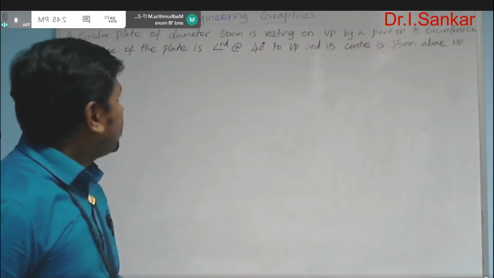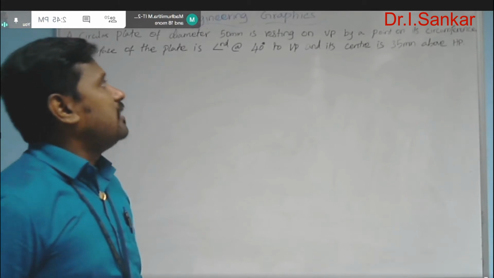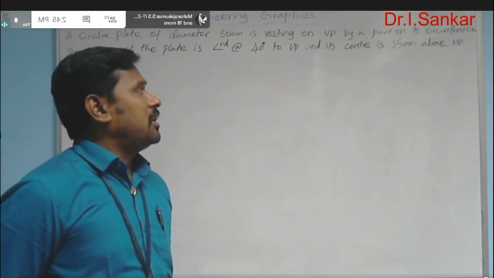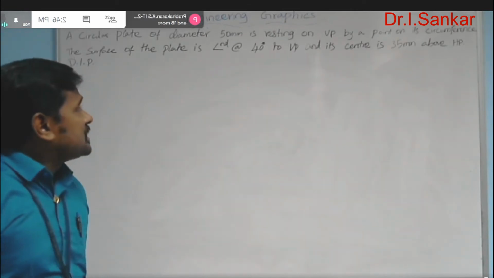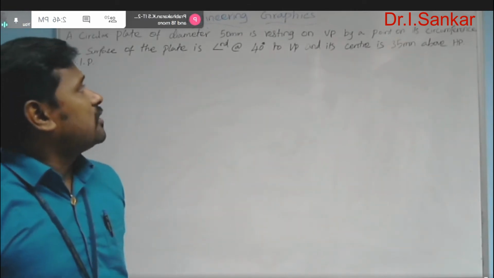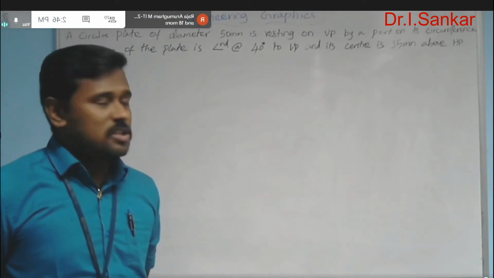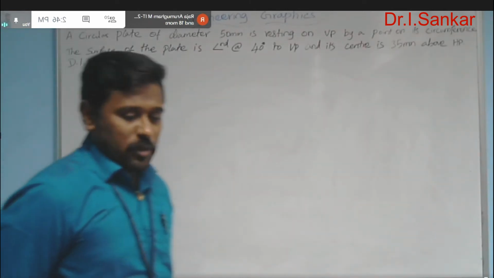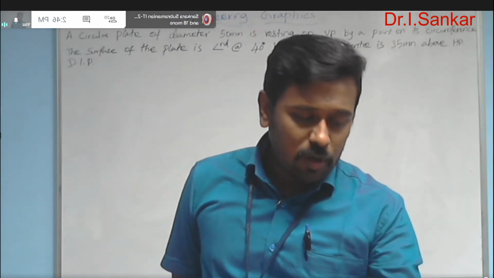of diameter 50 mm is resting on VP by a point on its circumference. The surface of the plate is inclined at 40 degrees to VP and its center is 35 mm above HP. You need to draw its projections. The question is very clear, a very simple one also.